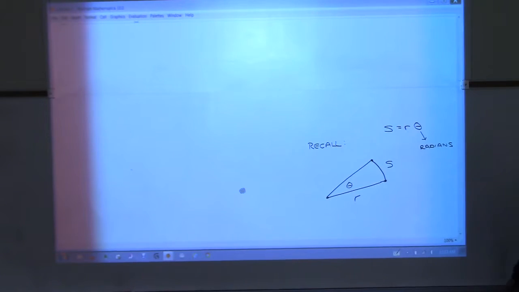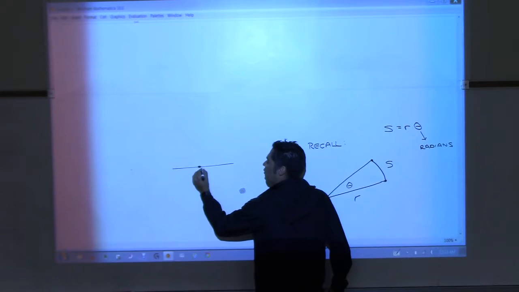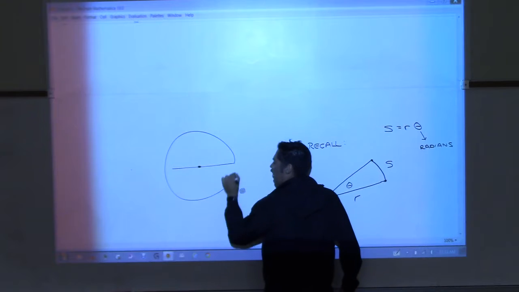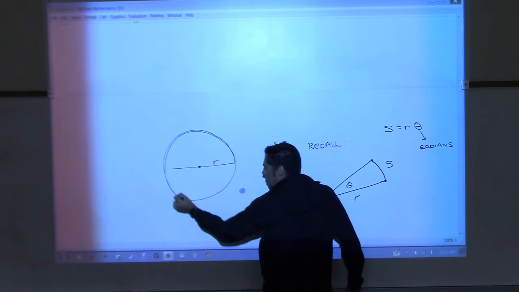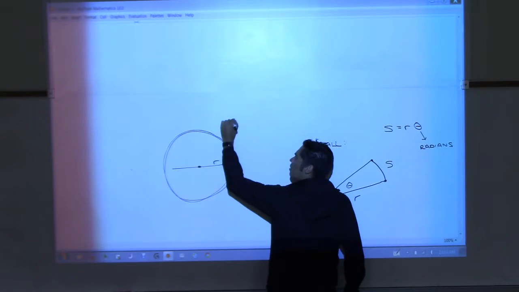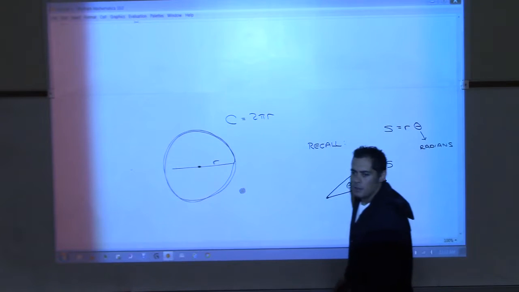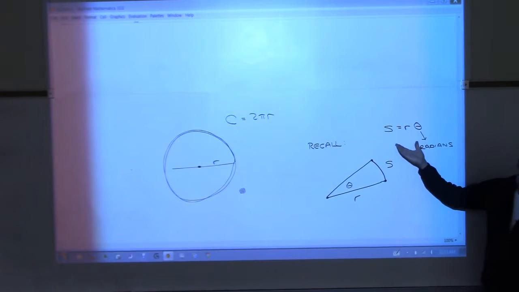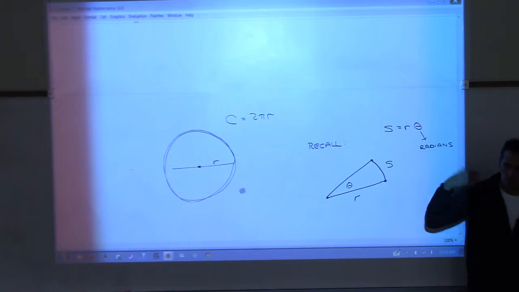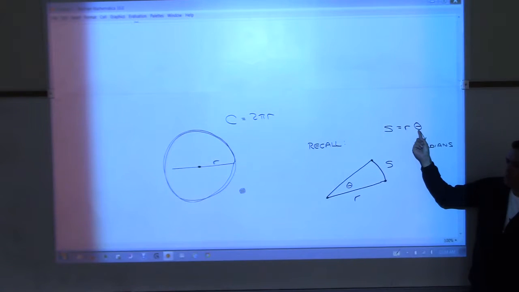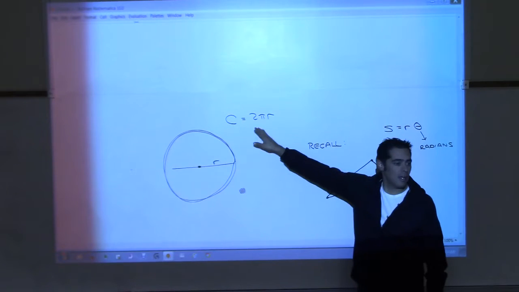And hopefully your instructor in pre-cal or somewhere in your life showed you that if you have a circle, a full circle all the way around, and this is R, the distance around it would be the circumference. Circumference is 2 pi r, isn't it? But that's this formula right here. Because what's the angle when you go all the way around? 2 pi. So if you just replace that theta with 2 pi, you get the circumference formula. So the circumference formula actually comes from this formula.